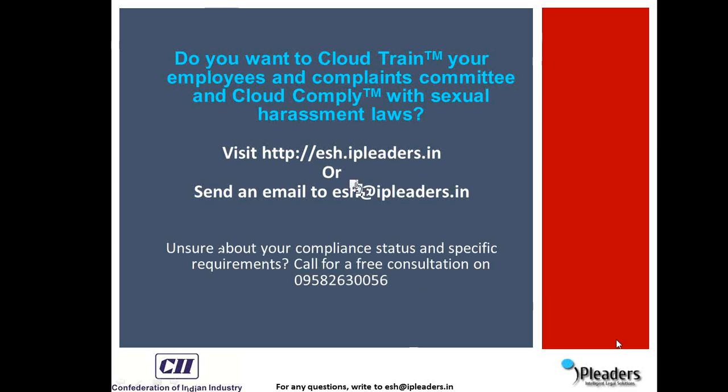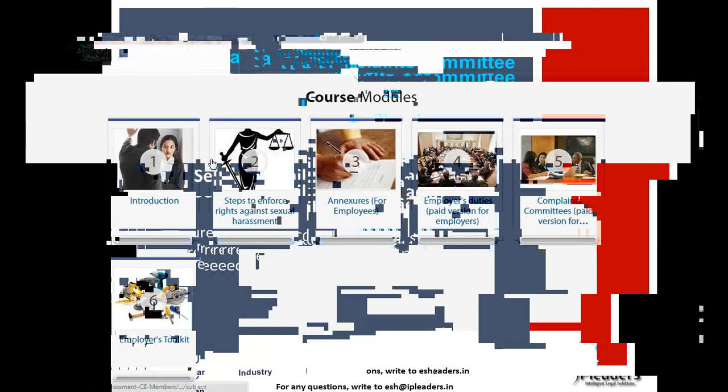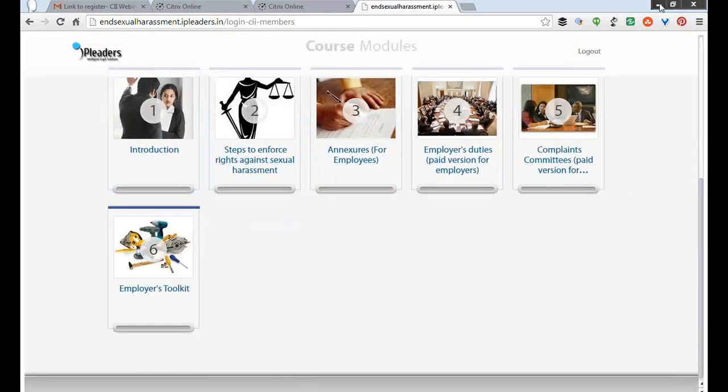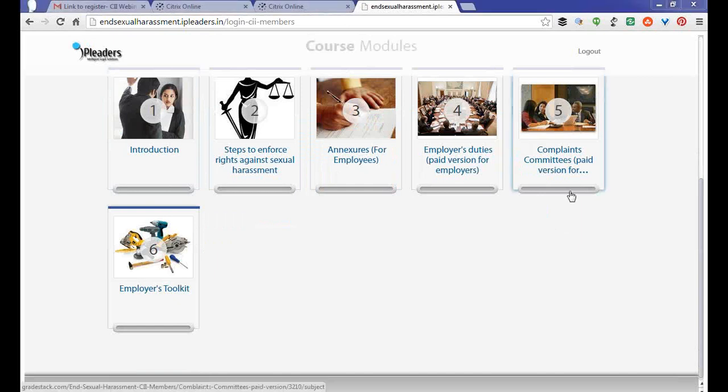So this version that is for the complaints committee provides access to 6 modules. The first 3 are pertaining to employee rights, and these are the basics of sexual harassment, law definitions, ways to enforce rights, and those aspects. The next part, modules 4 and 5, are on how to effectively implement employers' duties. A lot of duties are placed both on the complaints committee and the employer. For example, the employer has to constitute ICCs in certain cities, in certain locations. Sorry, the employer has to display notices.